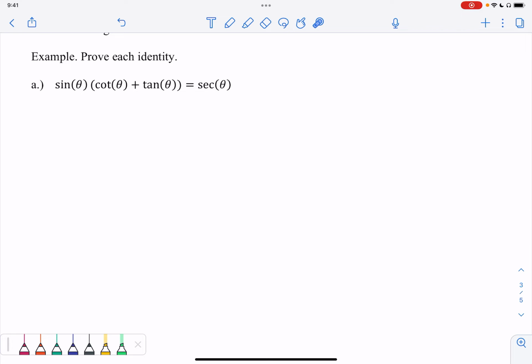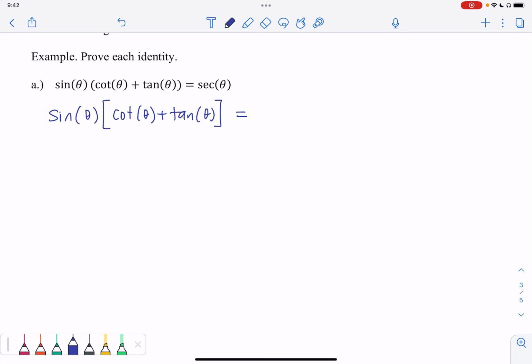Okay, so let's start with the identity. Sine of theta times the quantity, cotangent of theta plus tangent of theta equals secant of theta. So in the tips above, it suggested that we start with the more complicated side. So this left side is certainly more complicated than just secant theta. There's not a lot to go on. So again, what I'm after is to start with sine of theta times cotan of theta plus tangent of theta. So I'm going to pick that side.